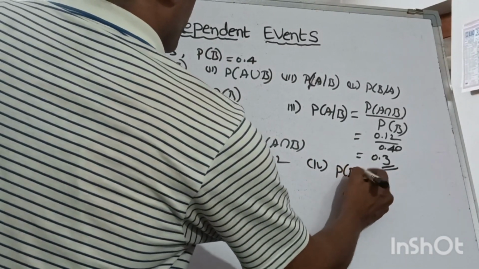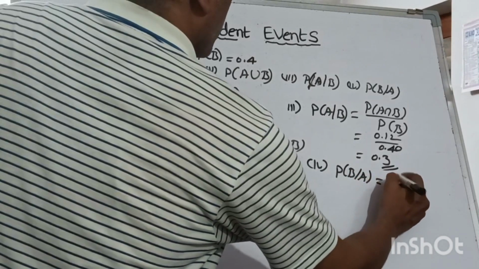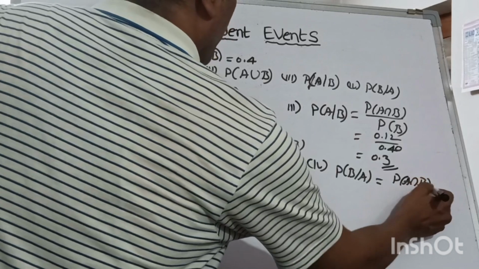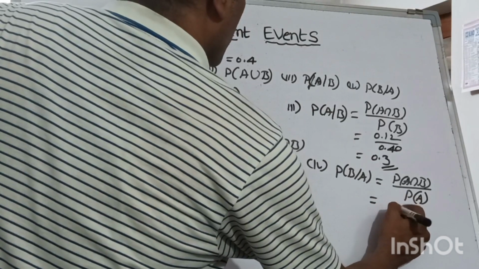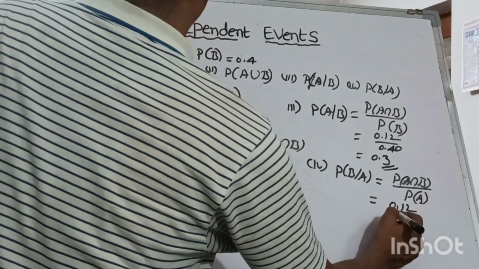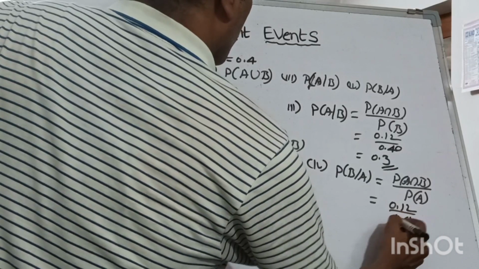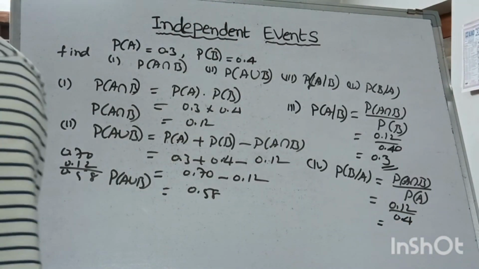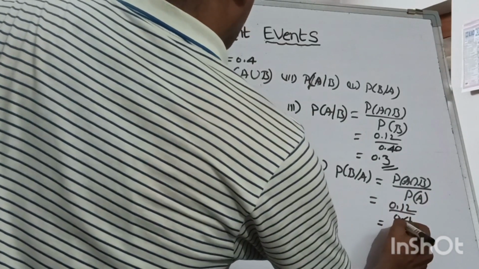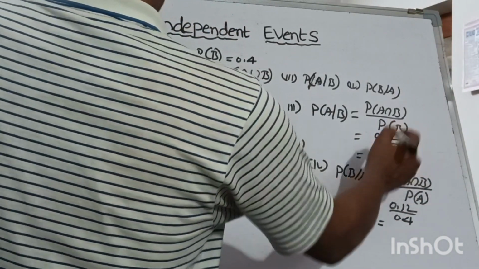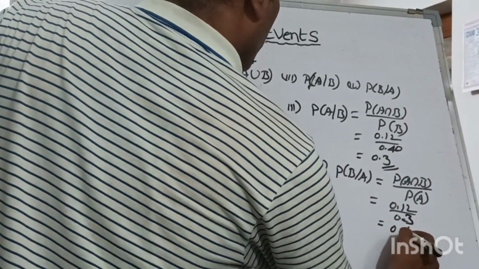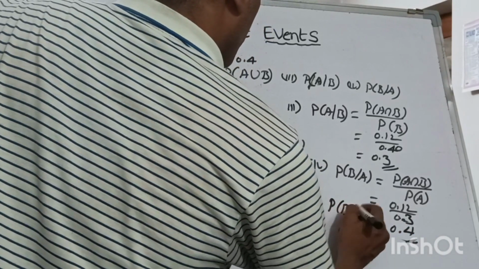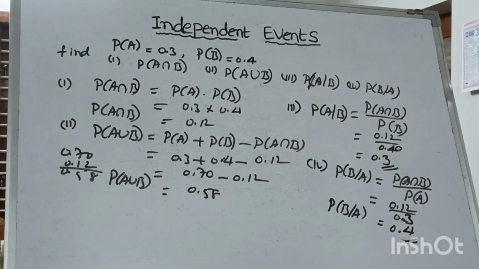Fourth one, conditional probability of B given A. The formula is, this can be written as probability of A intersection B by probability of A. So probability of A intersection B is 0.12 by probability of A is, here, okay, probability of A is 0.3, not 0.4. So this is 0.4. So this is the conditional probability of event B given A has occurred. In this way, we can easily find the required values.